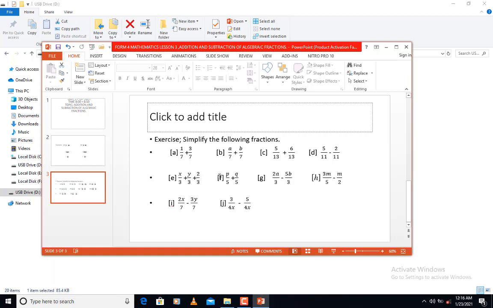Then after that, in the next lesson, we are going to look at other types of algebraic fractions.